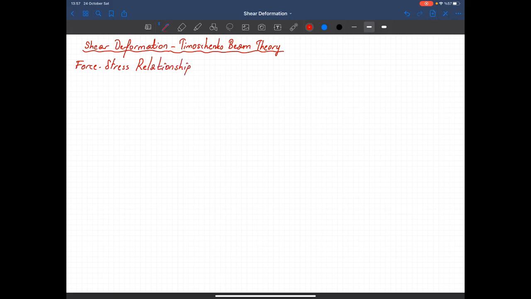And we said that the shear forces will create shear deformations. Okay, so let's draw a figure. Again, I'll use a cantilever.